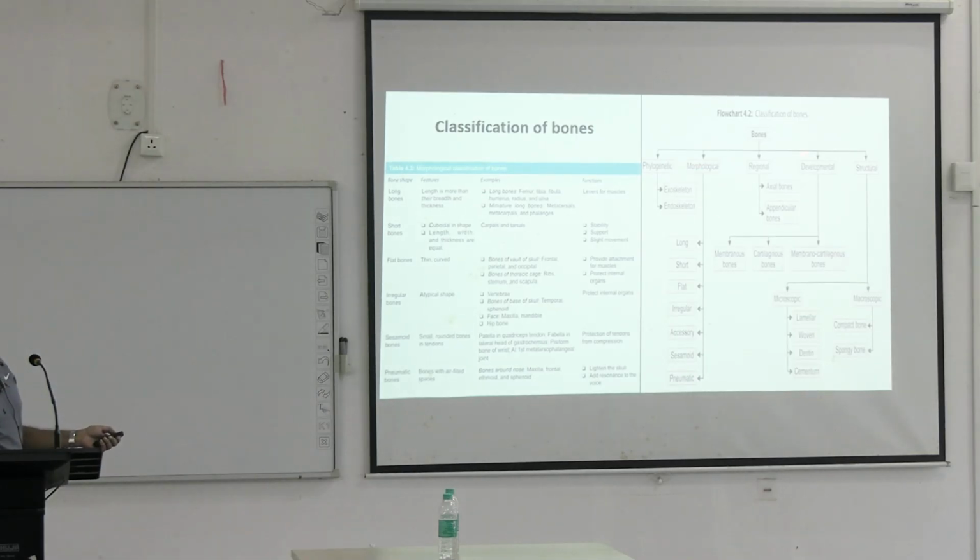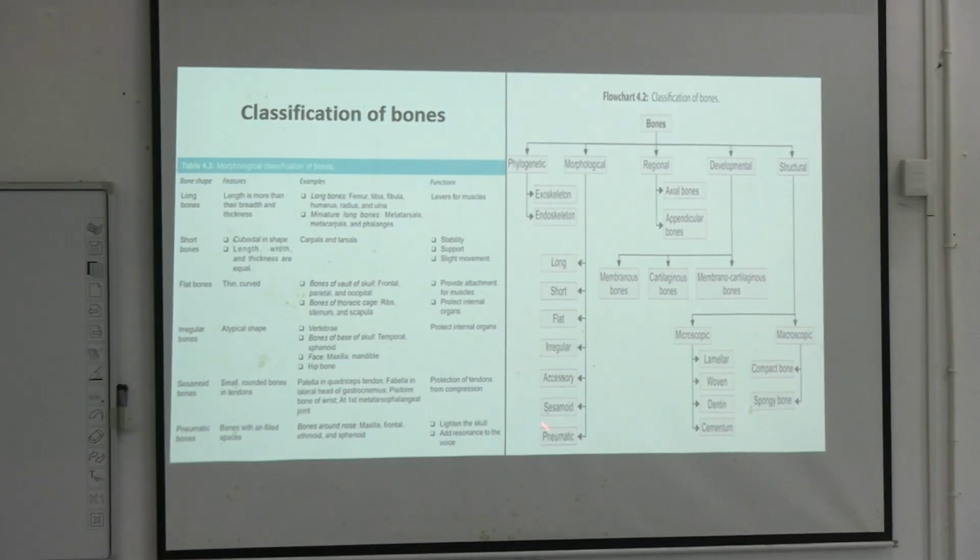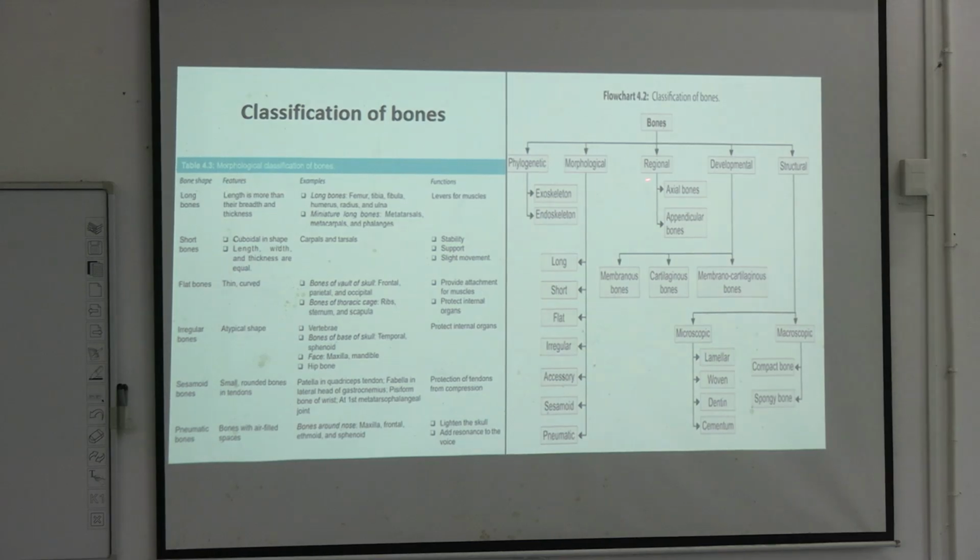They may have a morphological classification, that is what we are talking about, how they look, long, short, flat, etc. This one we already know, what we discussed so far. This one we call developmental, we already know about. Then there is the regional classification, how they are placed in our body, midline or on my arms, appendicular or axial. How the skeleton is there in our body, outside the skin or inside the skin, exoskeleton or endoskeleton. The third element we call structural.